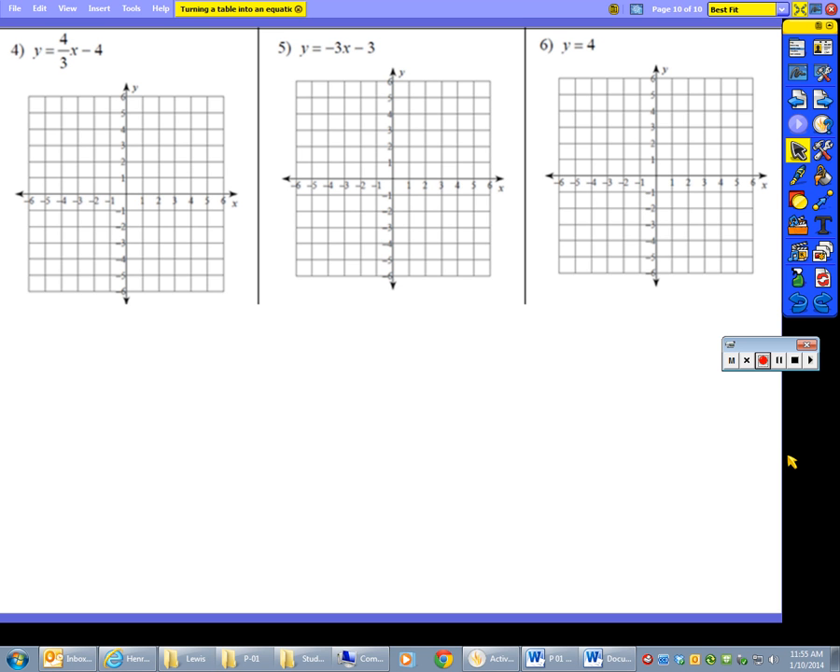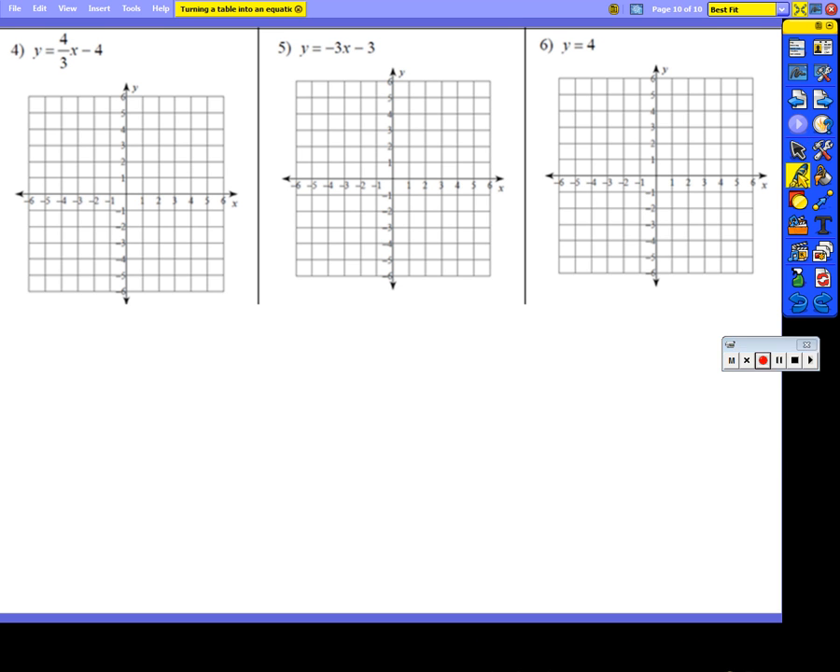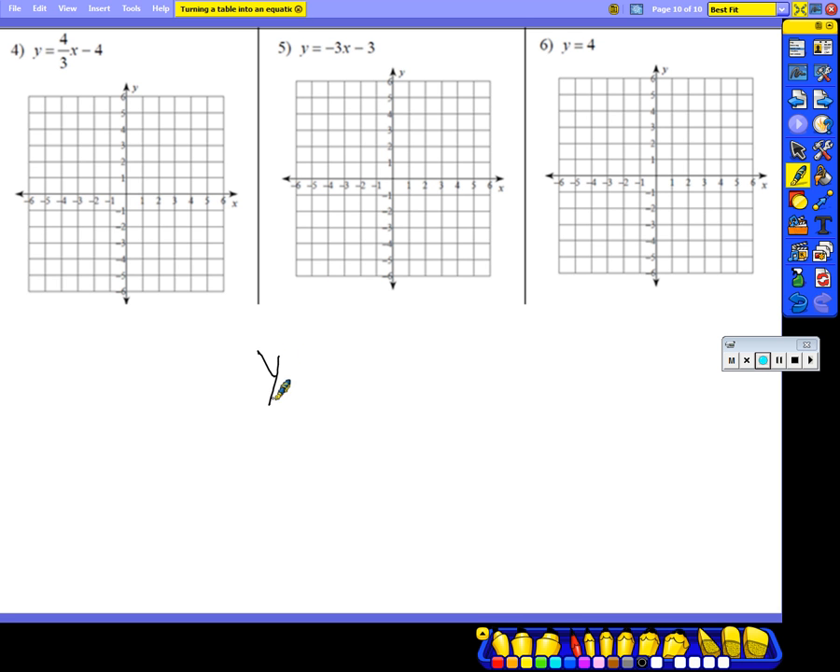Here's 4 through 6. And I'm going to go a little quicker on this one, because if you are not understanding what these equations are, slope-intercept form, take a look at the video for numbers 1 through 3. I do a brief explanation of that. But just keep in mind that we're still using slope-intercept form as y equals mx plus b.